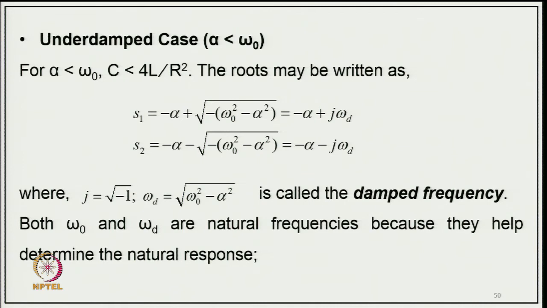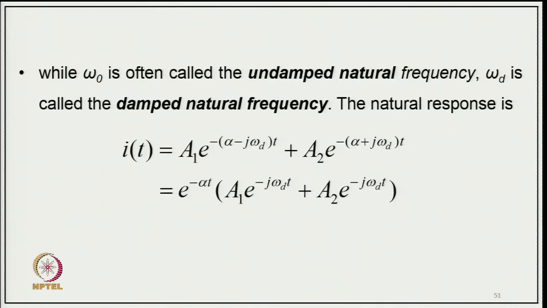Where j is under root of minus 1 and omega d is under root of omega 0 square minus alpha square, called the damped frequency. Both omega 0 and omega d are natural frequencies because they help to determine the natural response of this system. Omega 0 is often called the undamped natural frequency and omega d the damped natural frequency.